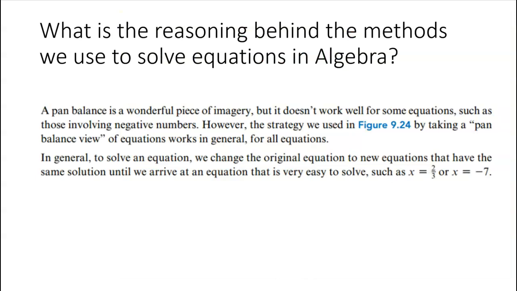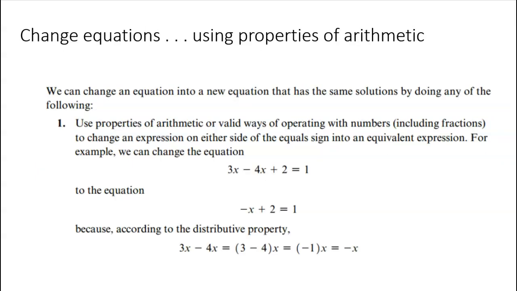And there we go. So what is the reasoning behind the methods we use to solve equations? So pan balances are great, but they don't work well for all equations, just for some. So in general, it's good to have multiple ways to do it because there are some funny kinds of equations. So when we change equations, we can use properties of arithmetic. Basically, saying to change an expression on either side, changing it into equivalent expressions. So here we would say 3x minus 4x is the same as this.